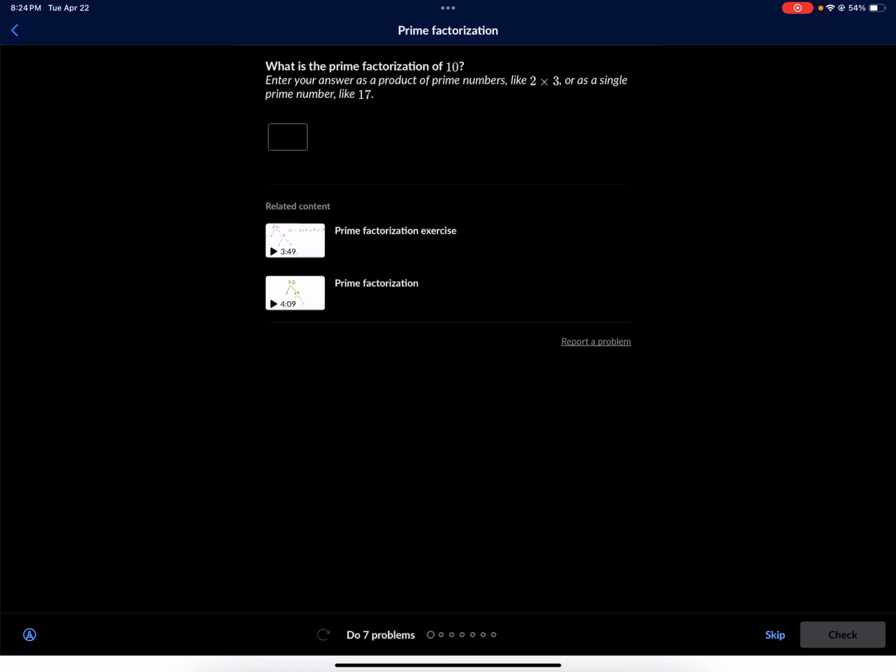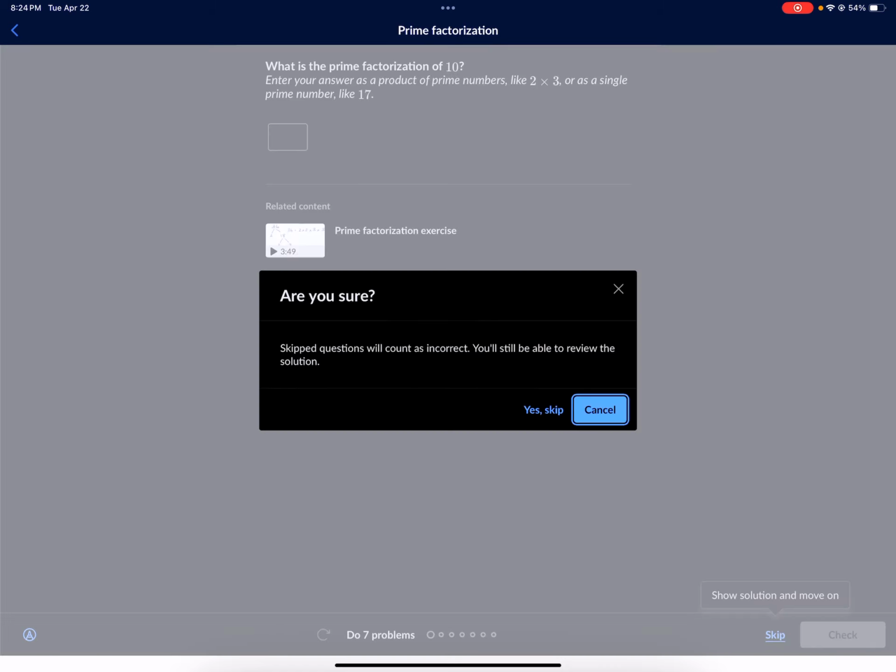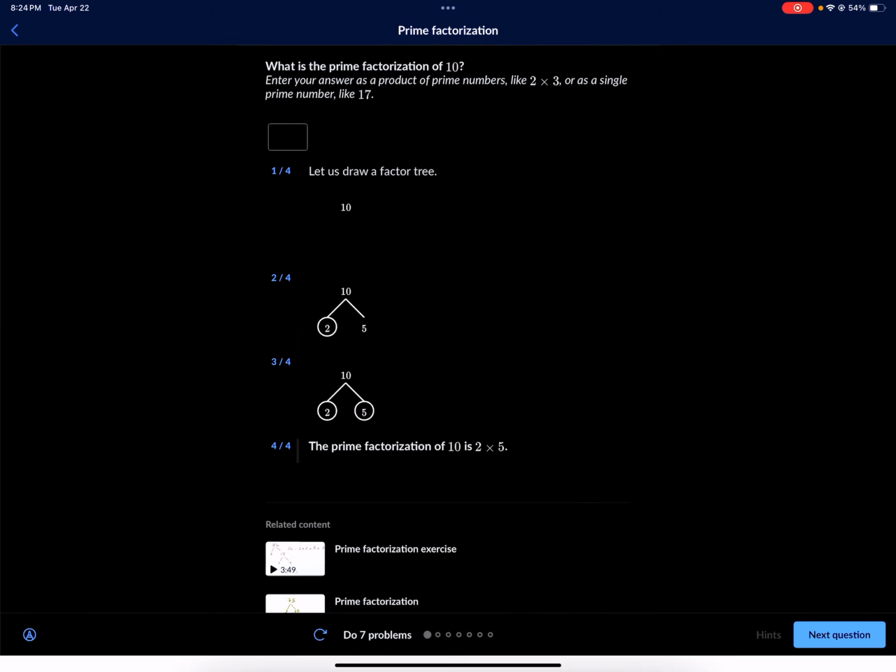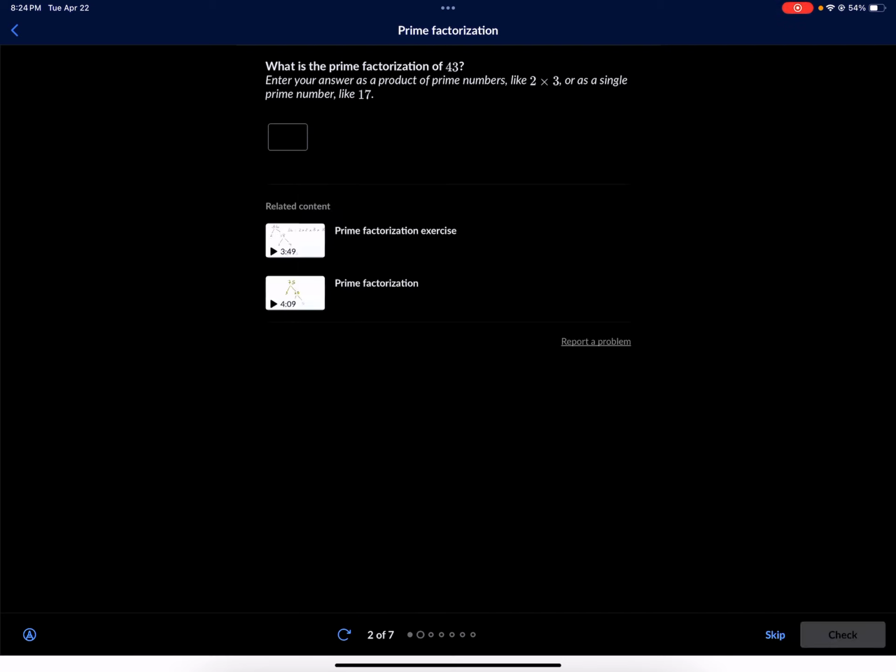So, okay, prime factorization. Oh my gosh, I'm stupid. Okay. Alright, got it.